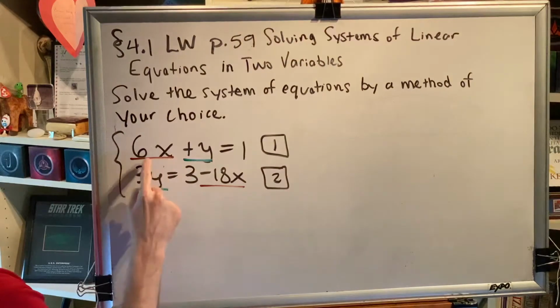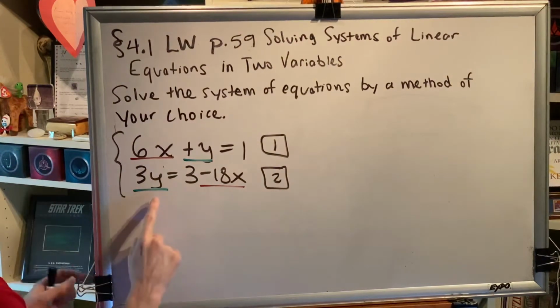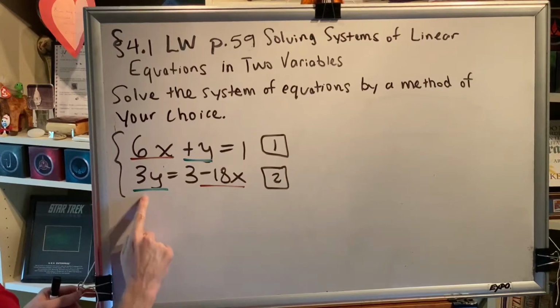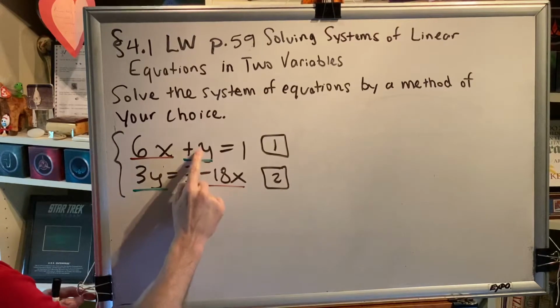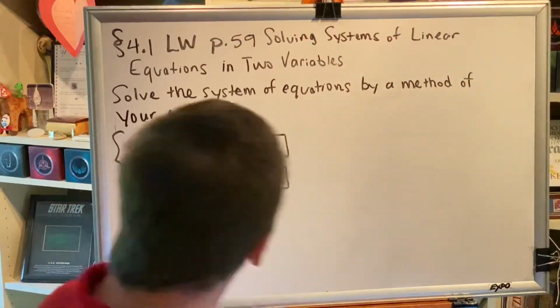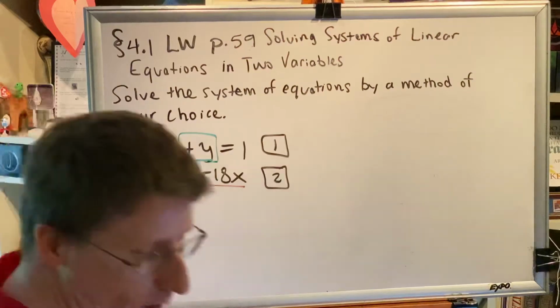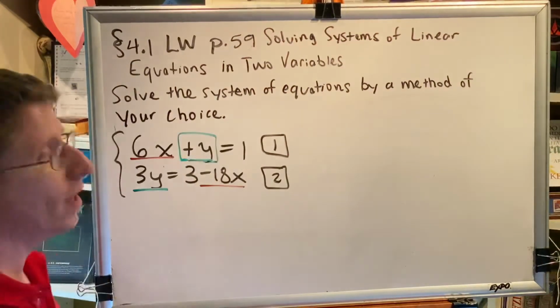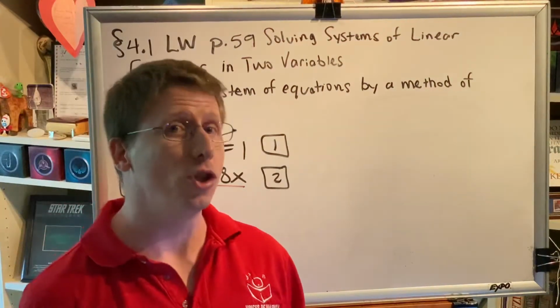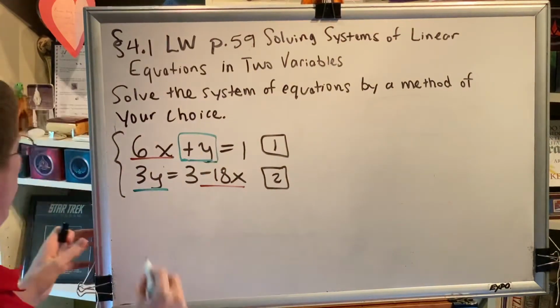This red term has a coefficient of 6. This red term has a coefficient of negative 18. This green term has a coefficient of 3. This green term has a coefficient of 1. Aha! We do have a term whose coefficient is 1 or negative 1. It would be this term in equation 1. So our objective is, let's use substitution method to solve this problem, and let's solve for this variable.